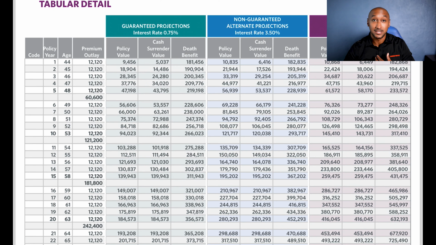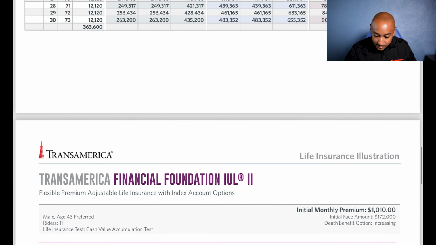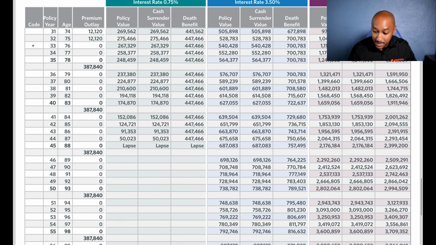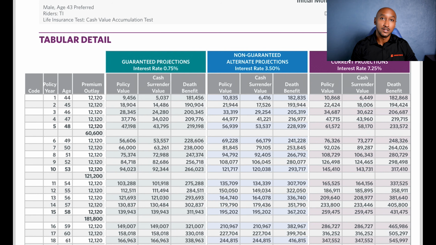Now, I still expect this policy to lapse. It's just a matter of when. So it's not if, it's a matter of when, based on that guaranteed section. So if we continue out, the policy makes it to age 88 before it lapses, right? So it does lapse, and that's with no growth, max fees. So that shows you it's a little stronger than the previous case. So now let's take a look at the non-guaranteed section to see how it does perform if you were to get some interest credited towards your account.